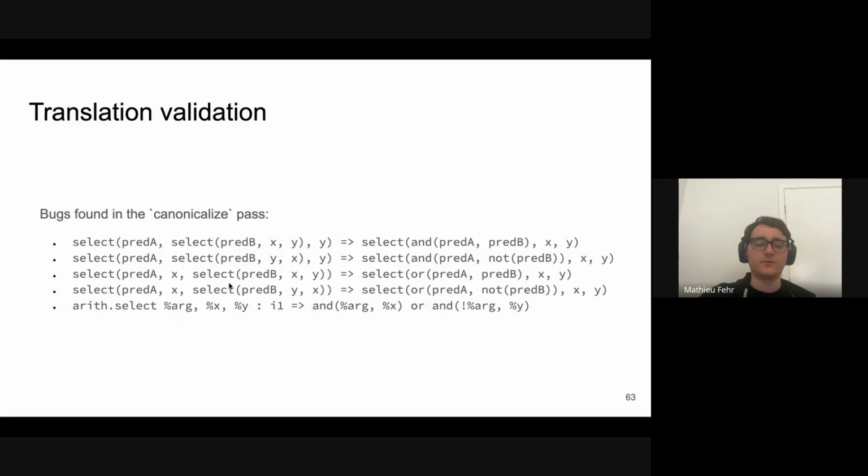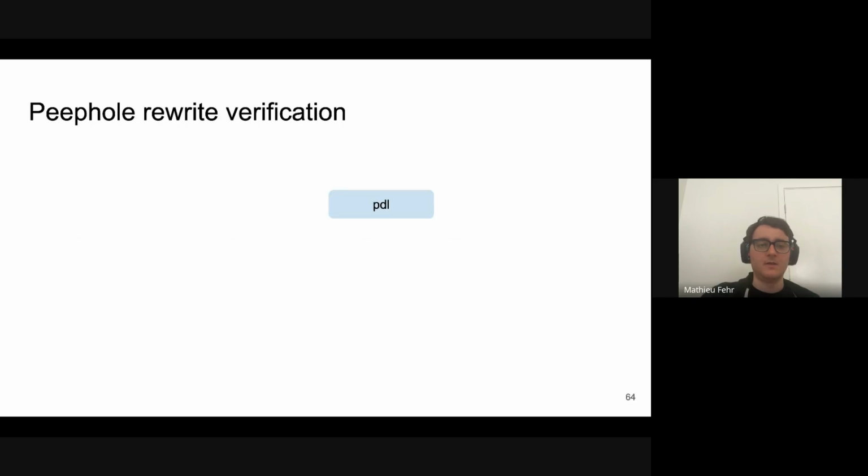I'm not going to go too much into detail, but the way poison is propagated in select is a bit different from other operations. You can have one input being poison, and yet the result is not poison. So we found five bugs. Recently, a month ago, there was another set of bugs in Arith that we could reproduce with our tool, and by fuzzing it again, we could find new bugs that had appeared in MLIR since then. So that was for translation validation.